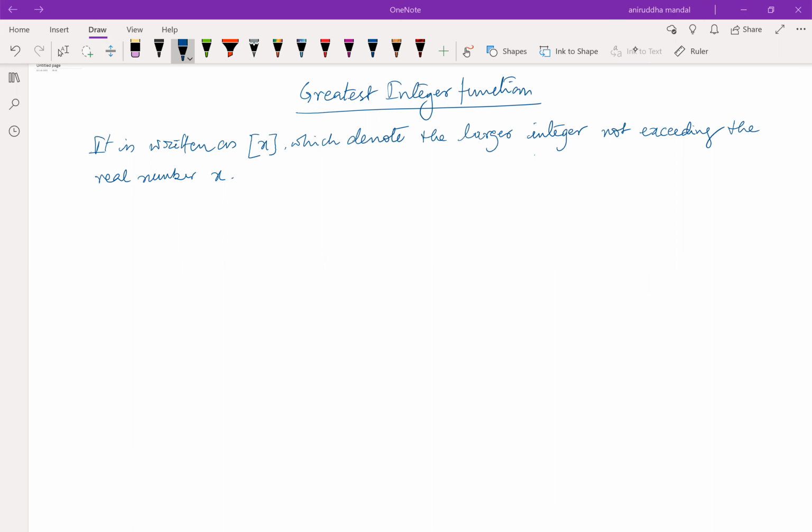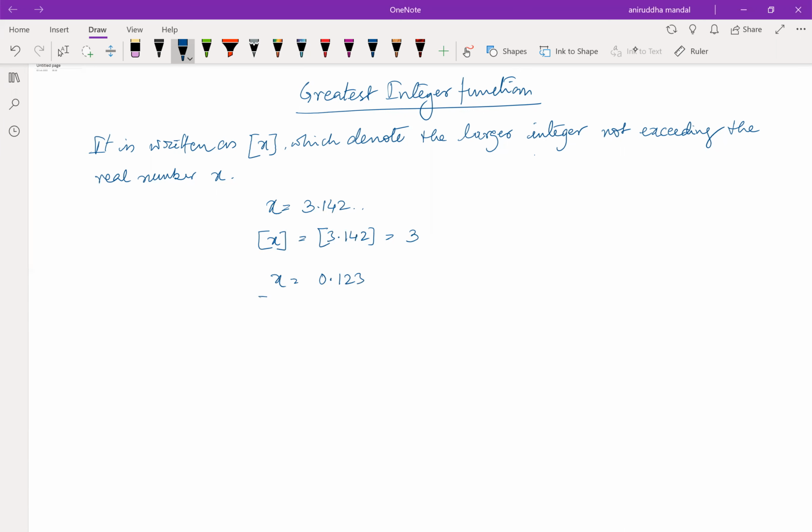Today we will discuss the greatest integer function and do a few problems. The greatest integer function is written as box function of x, which denotes the largest integer not exceeding the real number x. Suppose I write x as 3.142. The greatest integer function of x is nothing but the integer value which is less than or equal to x.